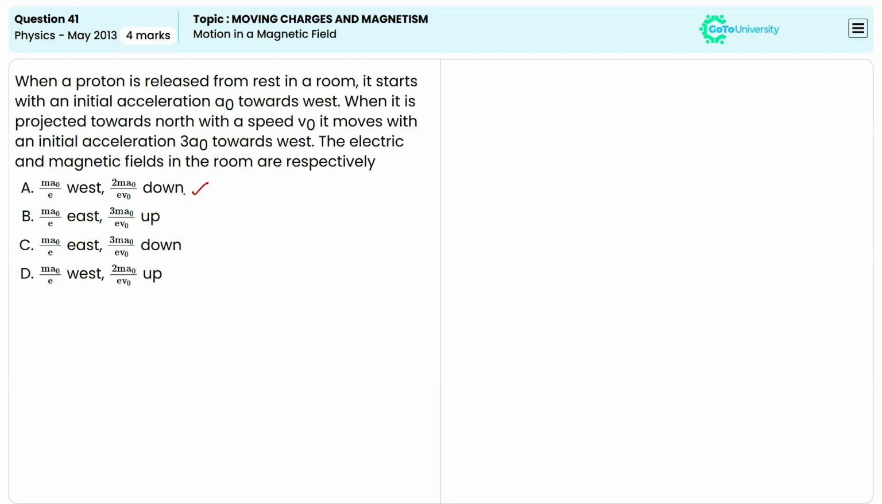So how did you people solve? Based on equalizing the forces, right? When the proton is released from rest, it's known that the electric force will be equal to QE. And here the force will be equal to mass times acceleration. So we can equalize like this, and from this we can write the electric field will be equal to ma divided by e.